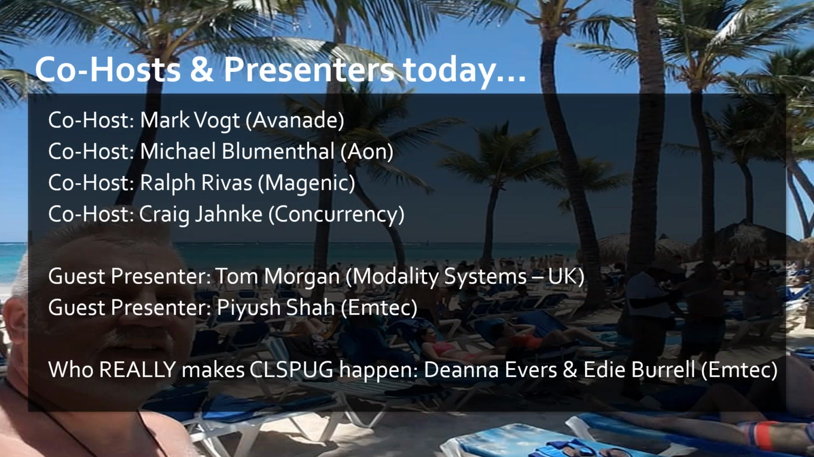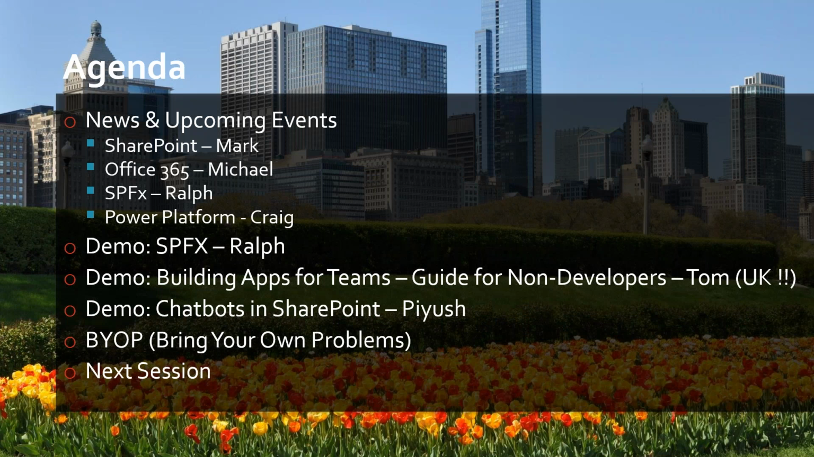We have a lot to get through. I'm going to talk even faster than normal. Our co-hosts today are myself from Avanade now, Michael Blumenthal now with Aon, Ralph Rivas still with Magenic, Craig Jahnke is still with Concurrency. We've got a couple of presenters, even imported ones today from the UK: Tom Morgan from Modality Systems, and we've also got our own homegrown Piyush Shah with Emtec doing stuff on chatbots later on today. The people who really make CL Splug happen on a monthly basis, Dina and Edie, are in the background. Thanks again for all your hard work.